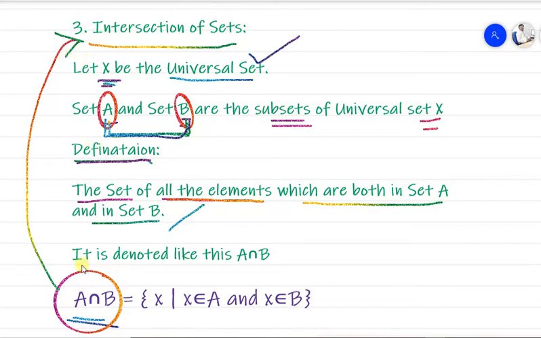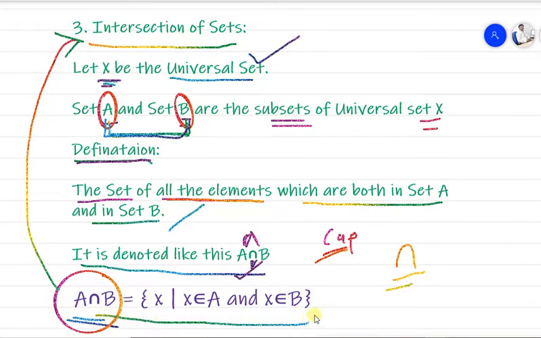Intersection of two sets is denoted by this symbol. This symbol is used for intersection of two sets. Getting my point? So this symbol we have to use, and we can call this symbol cap also. Cap, right? So this is the intersection symbol, intersection of two sets. Now this is the definition.